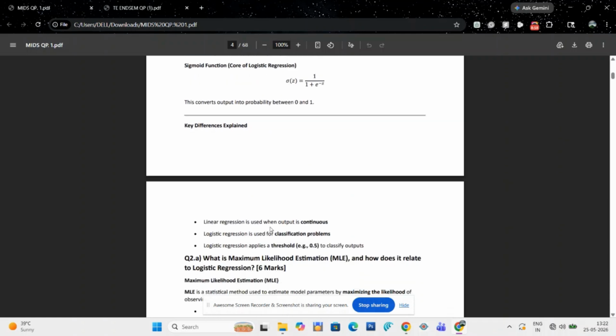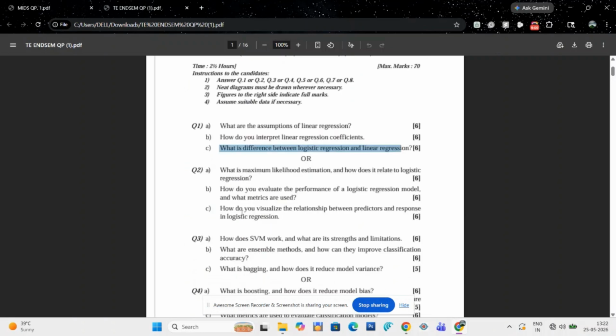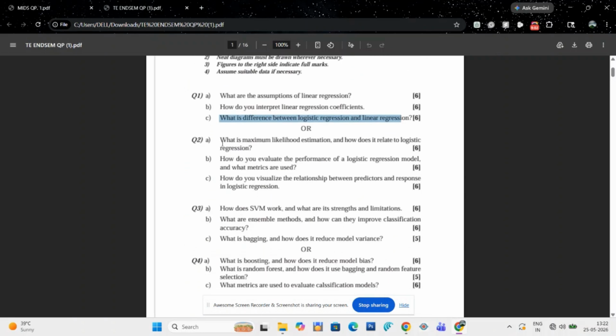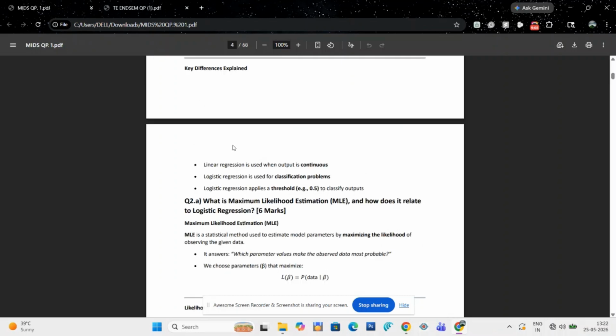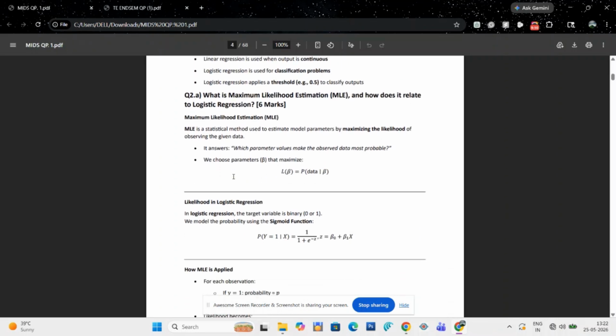That's it. And the next question is question 2. What is maximum likelihood estimation and how does it relate to logistic regression, okay. So maximum likelihood estimation, MLE. MLE is a statistical method used to estimate model parameters by maximizing the likelihood of observing the given data.